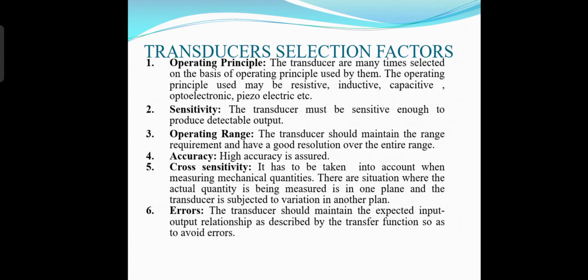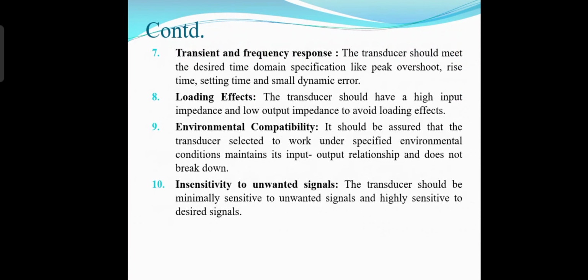Next is about cross sensitivity. It has to be taken into account when measuring mechanical quantities. There are situations where the actual quantity is being measured in one plane and the transducer is subjected to variation in another plane. The next is error. The possibility of error occurrence should be very low when you are going to select a transducer for measuring. It should maintain the expected input-output relationship as described by the transfer function so as to avoid the error.